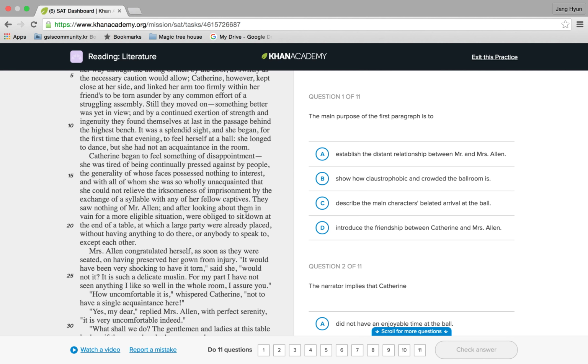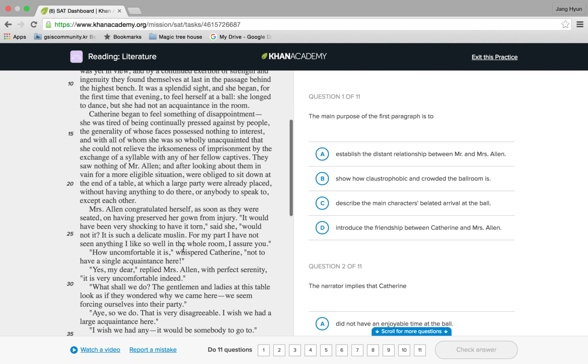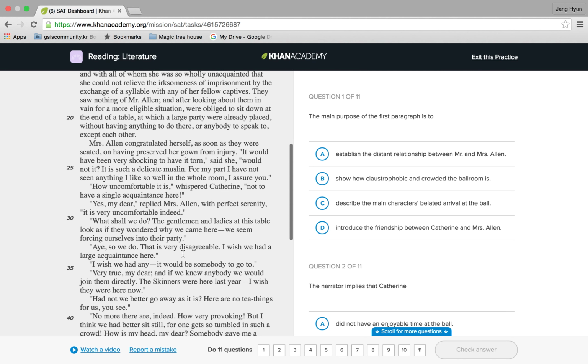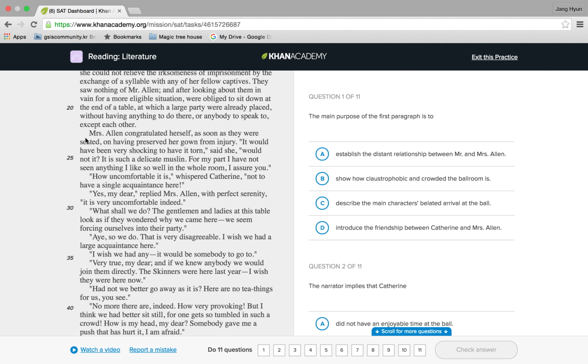They saw nothing of Mr. Allen, and after looking about them in vain for more eligible situation, were obliged to sit down at the end of a table at which a large party were already placed, without having anything to do there or anybody to speak to except each other. Mrs. Allen congratulated herself as soon as they were seated on having preserved her gown from injury.